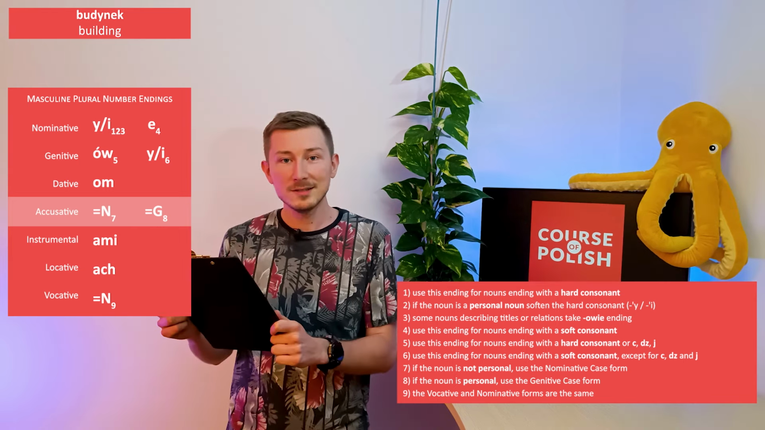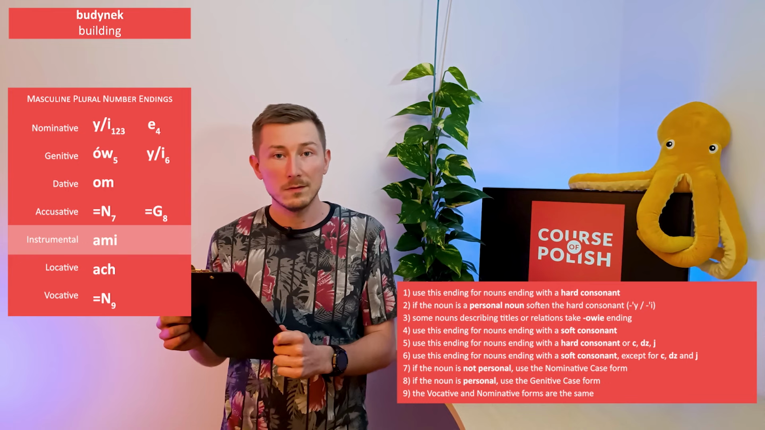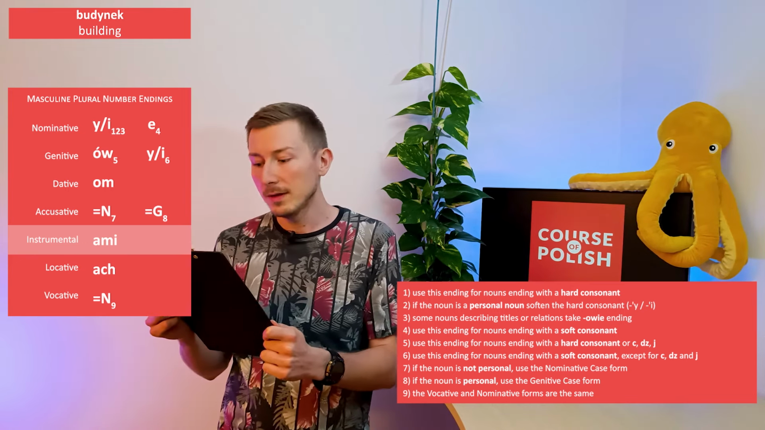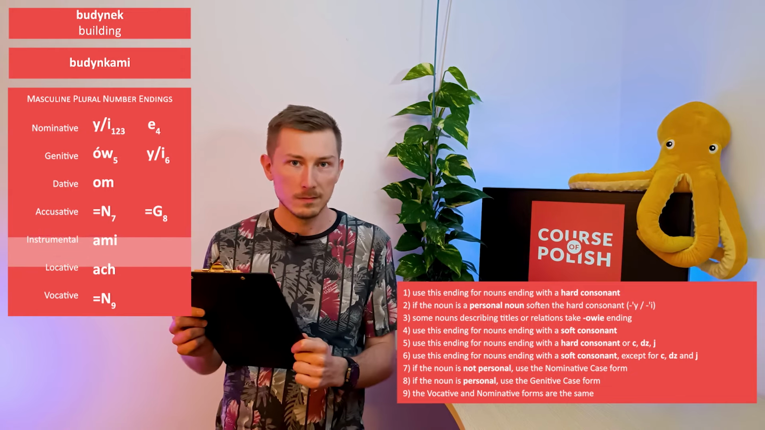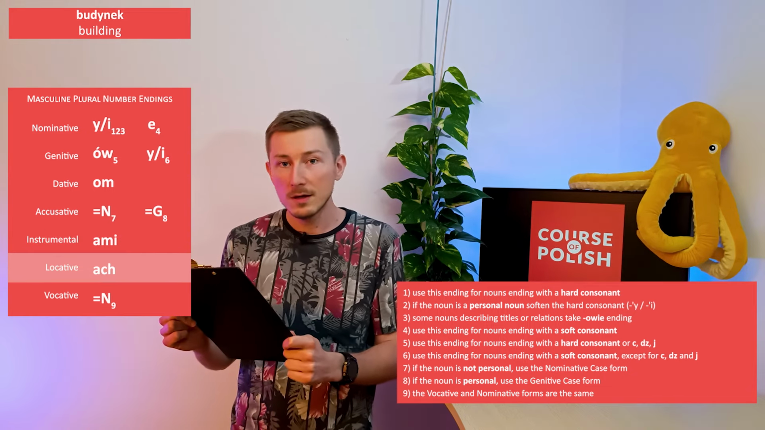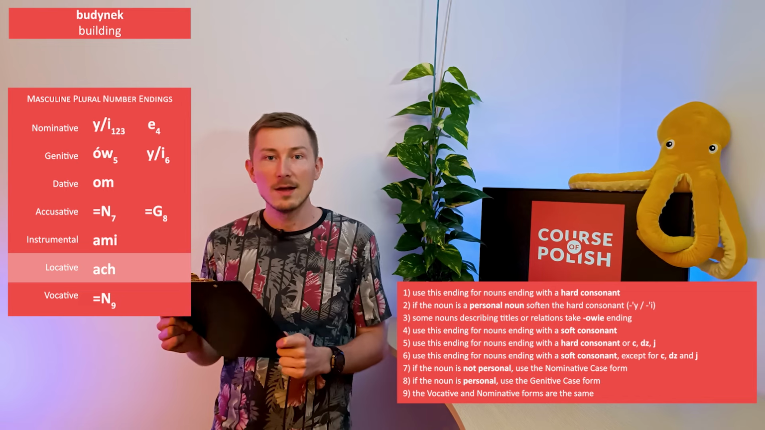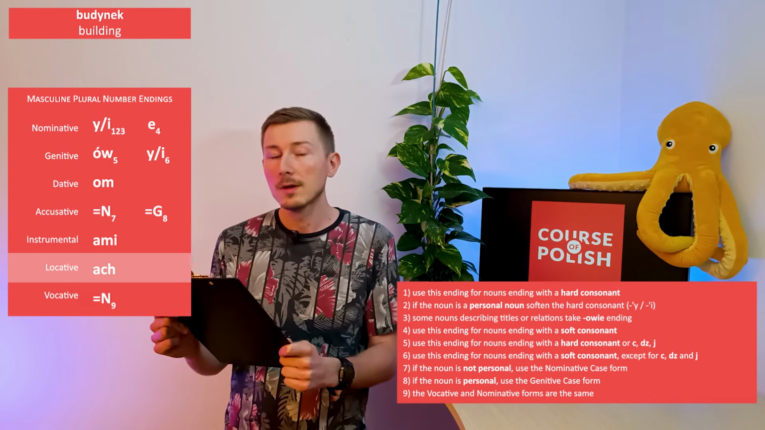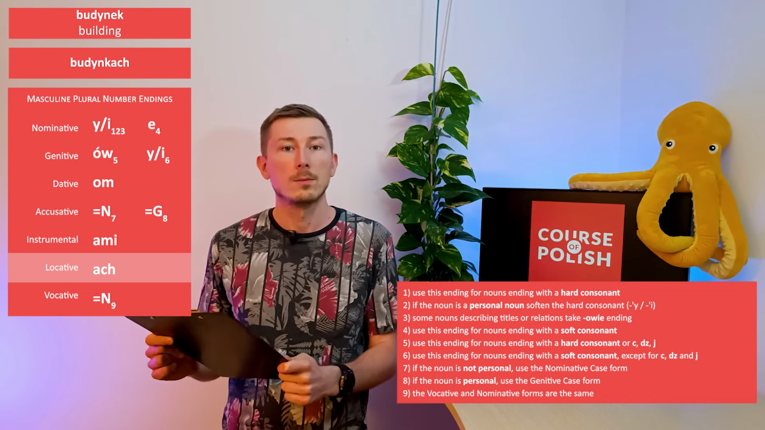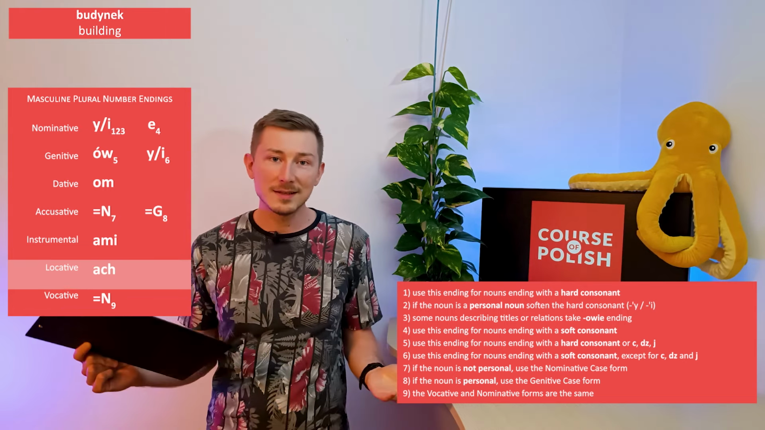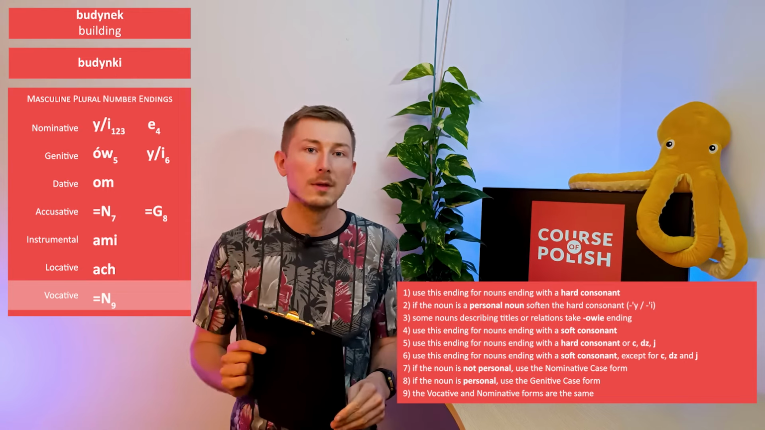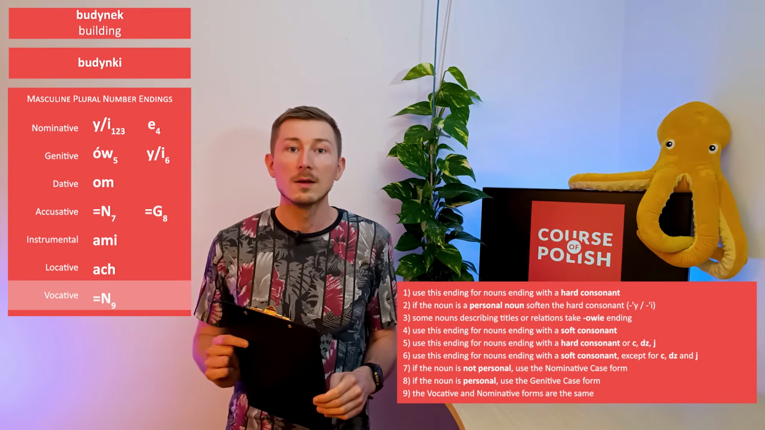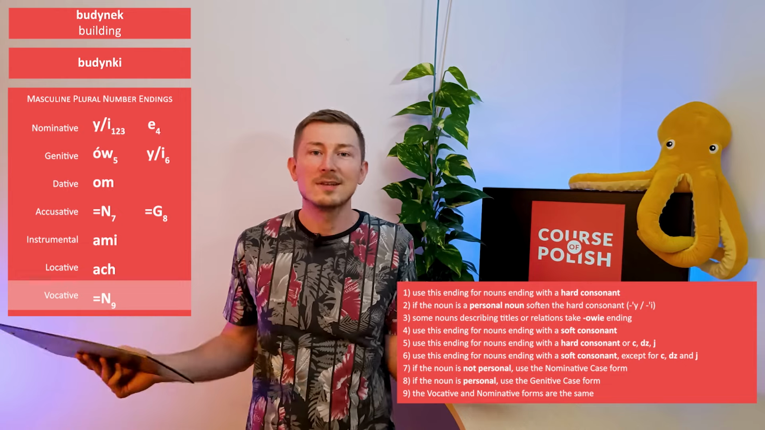Budynki. Next case, instrumental. Here we have just one option, ending ami. The form will be budynkami. Budynkami. Next case, locative. Here we also have just one ending, ach. The form will be budynkach. Budynkach. And the last case, vocative, is the same as nominative. The form will be budynki. Budynki. And that was the entire declension of the word budynek.